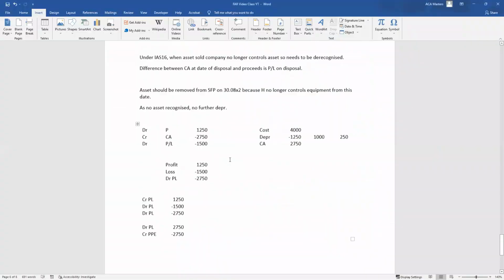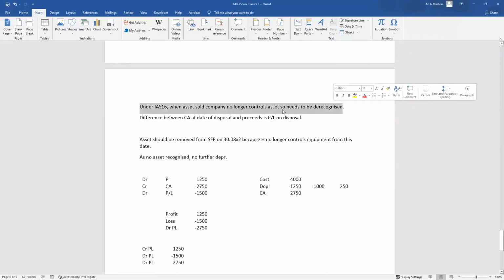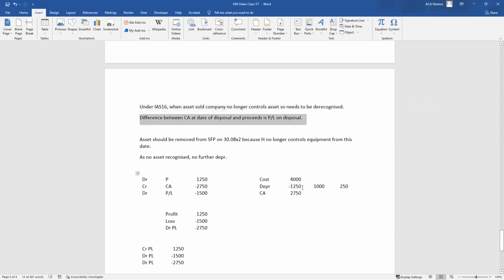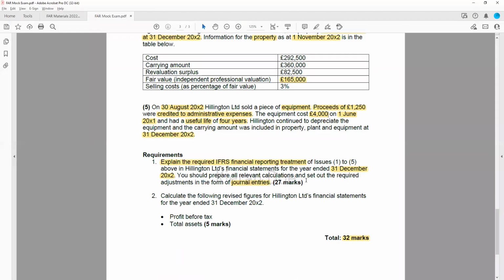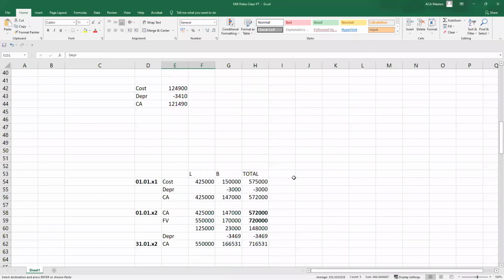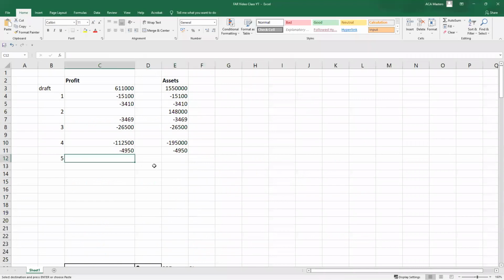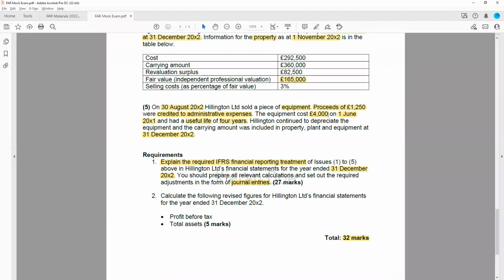So we've said here that under IAS 16, they no longer own the asset. The difference between proceeds and its carrying amount is a profit or loss on disposal. The asset should be removed from the SFP on this date because they no longer control it. No further depreciation. So this is the key entry here to correct that profit. So we could drop that number on first of all. The profit needs to be reduced, as does the PPE.